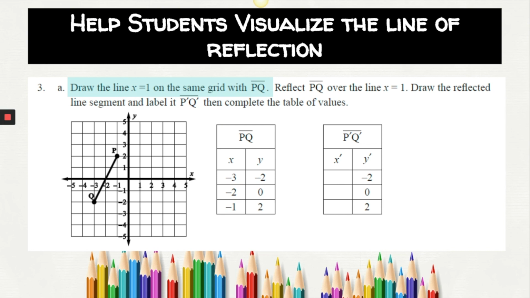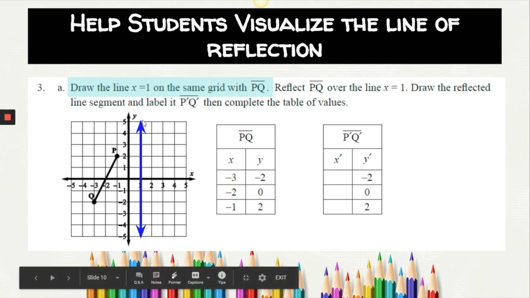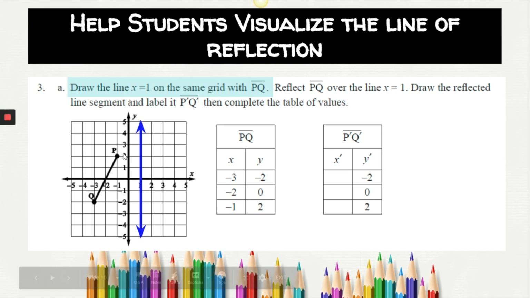Question number 2 is very similar, except we go across the x-axis. So we're going to take a look at 3 because it's a little bit different. This one says, draw the line x equals 1 on the same grid with this line segment, and then reflect. So I would recommend having the students draw that line. And because it's different, it's not just across an axis. So what you're going to want them to do is notice the distance between P and the line of symmetry, or the line of reflection, I'm sorry.